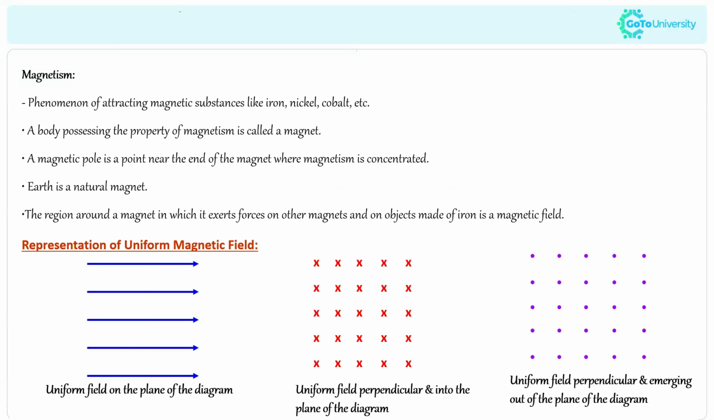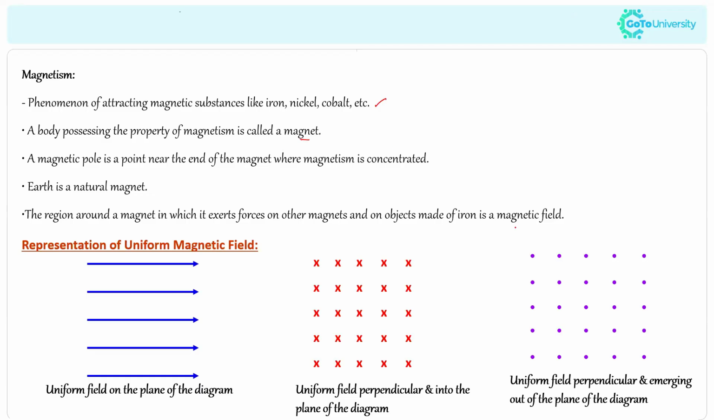Right. So it's known that the phenomenon of attracting magnetic substances like iron, nickel and cobalt, the magnetic materials, is simply called magnetism. So here we can say the body which possesses the property of magnetism is called a magnet. And we can say the magnetic pole is a point near the end of a magnet where the magnetism is concentrated. And always we can say the earth is a natural magnet.